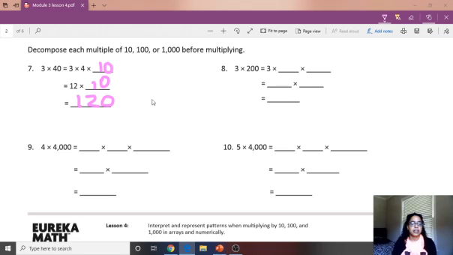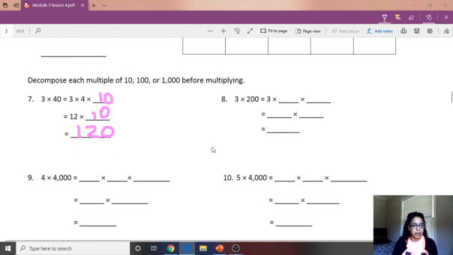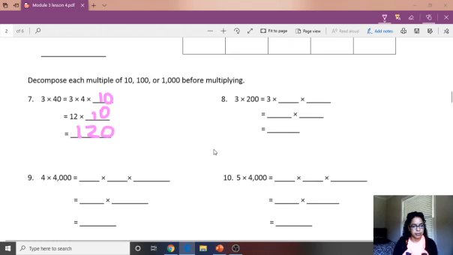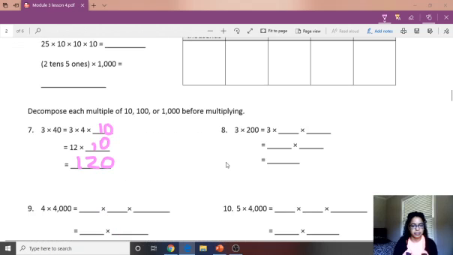Oh, and the debrief was saying, are these problems the same? Well, they come out to the same product, that is for sure. So yes, it's another way that you can write it to get the same product. Okay, so that's how you're going to do these problems.